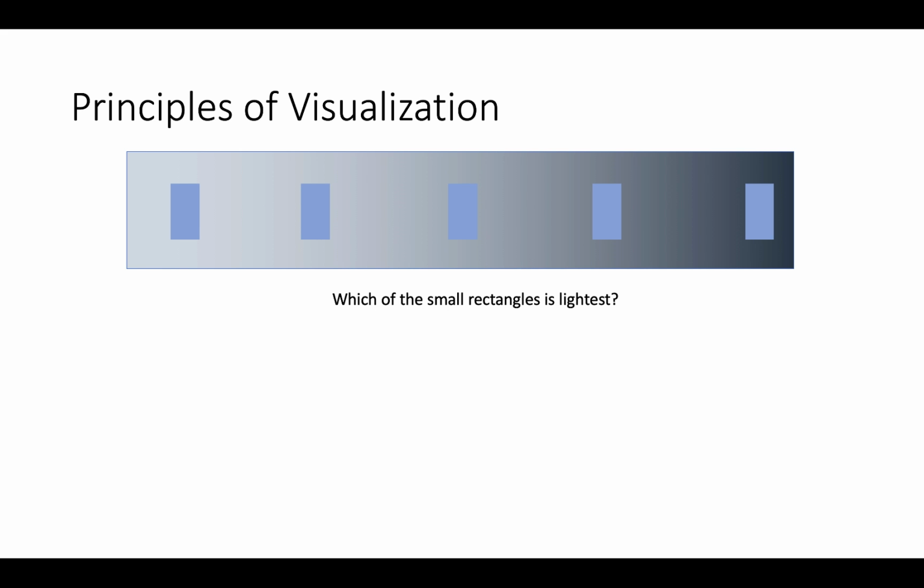But what is your brain telling you about those five small rectangles? 1, 2, 3, 4, or 5. Which one is the lightest? Now, don't think about it. Which one is the lightest according to what your brain is telling you?